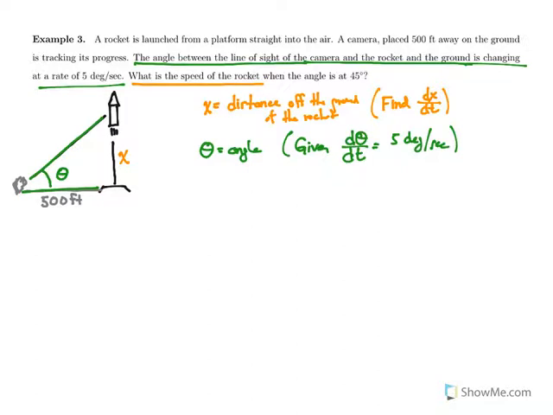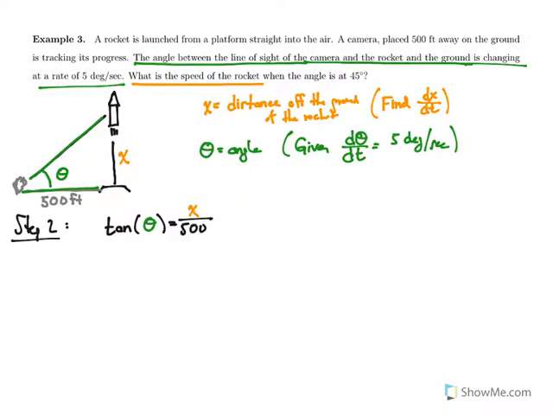So, step 2, we need an equation that relates theta and x together and hopefully incorporates that 500 somewhere as well. We may think Pythagorean theorem since we have a nice triangle here, but that is not really going to help us here. We really do need a trig equation. In this case, we could use tangent of theta is equal to x over 500.